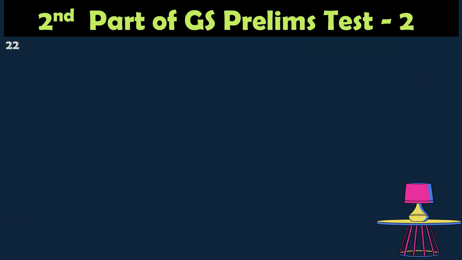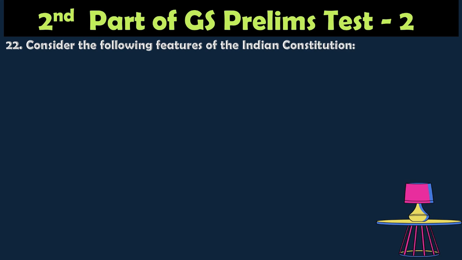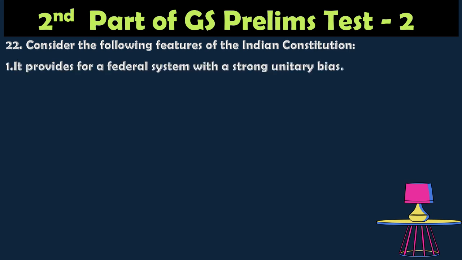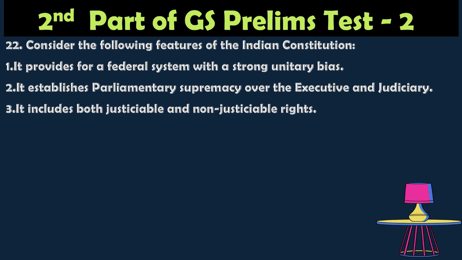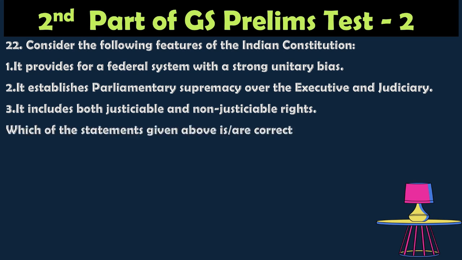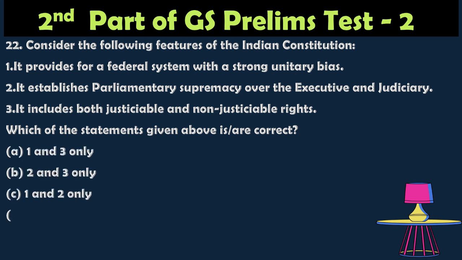22nd question. Consider the following features of the Indian Constitution. 1. It provides for a federal system with a strong unitary bias. 2. It establishes parliamentary supremacy over the executive and also the judiciary. 3. It includes both justiciable and non-justiciable rights. Which of the statements given above are correct? Option A, 1 and 3 only. Option B, 2 and 3 only. Option C, 1 and 2 only. Option D, 1, 2 and also 3.